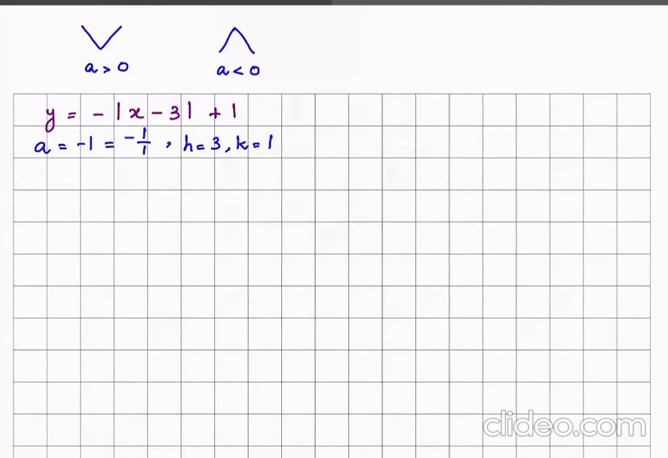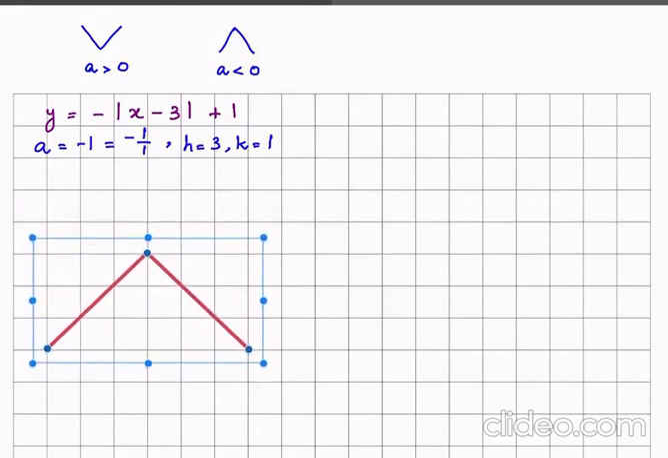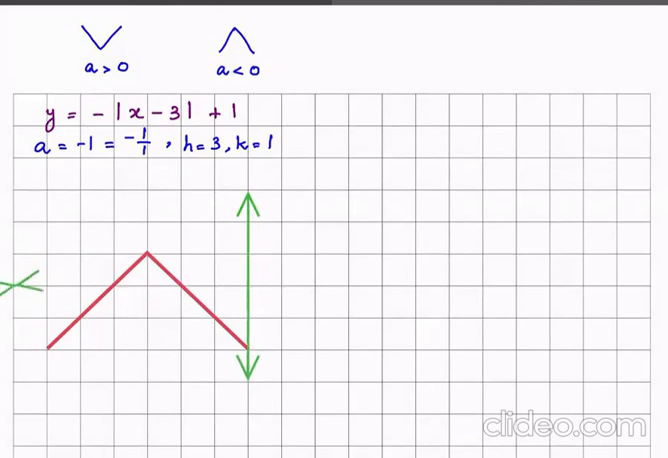So my graph would look like this, the reverse V. So the vertex point. The vertex point is 3 and 1. So this should be my y-axis. And this should be my x-axis. Because my vertex is 3, 1. So this is -4, this is -2, and this is -2.